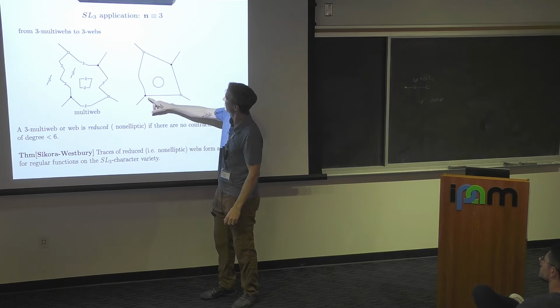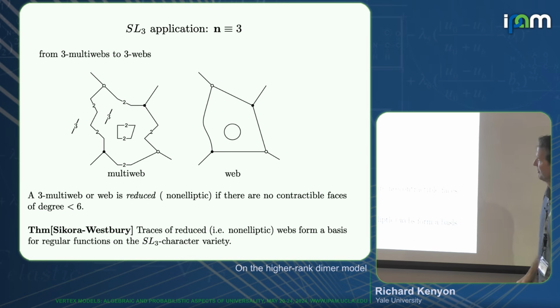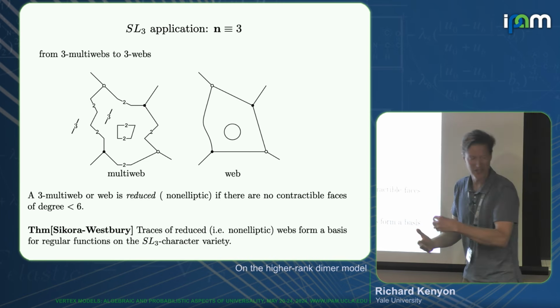You just keep the degree 3 vertices here, and every 1, 2 chain just becomes a single edge in this abstract web. And we say that a web, and this applies to multiwebs too, is reduced, also called non-elliptic, if there are no contractible faces of degree less than or equal to 4, unlike this case, right? So if there's a face of degree 0, 2, or 4, it's not reduced. But there's a way to reduce a web. So let me come back to that theorem there.